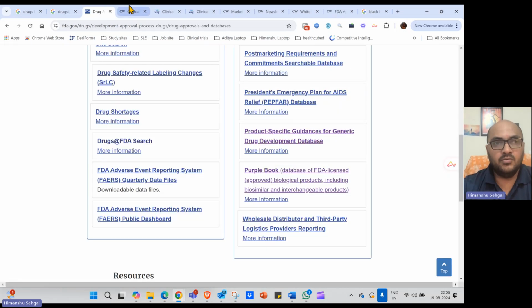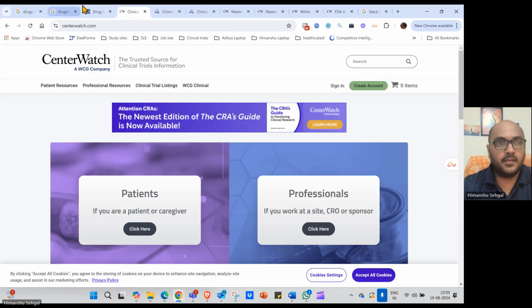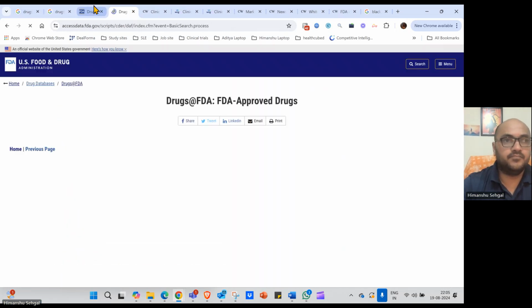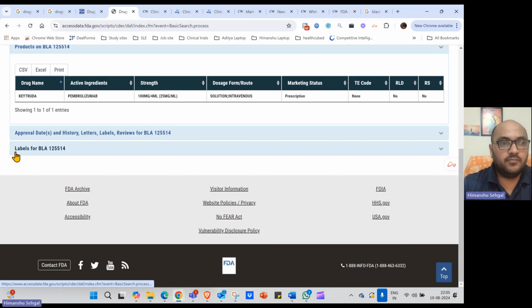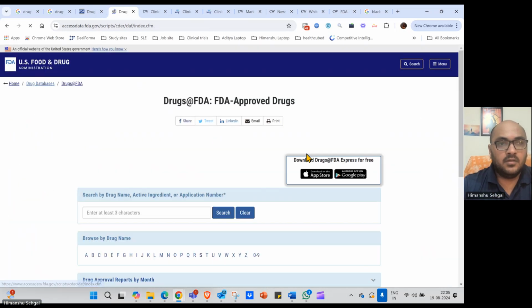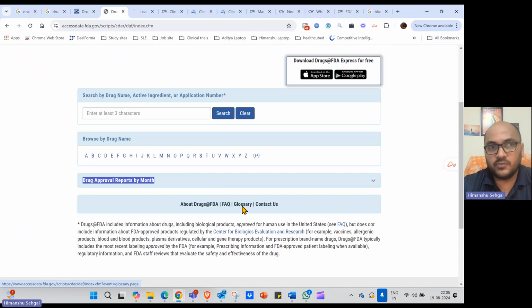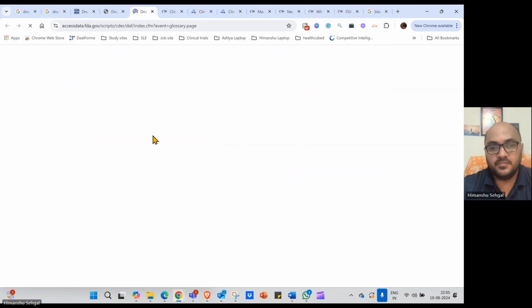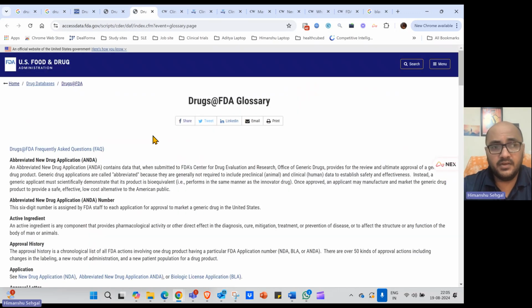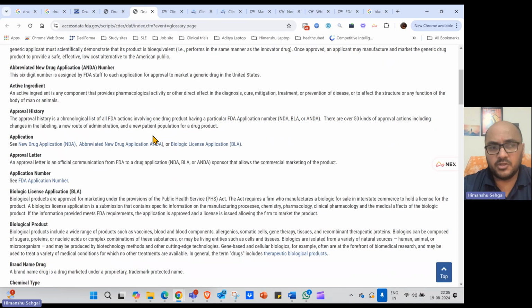We will talk about this in our next videos, when I discuss the FDA. I'll talk about this, and I'll also tell you how it is useful. By that time, again, I'll give you a small homework. Go to the glossary section of this basically and read about the abbreviations.